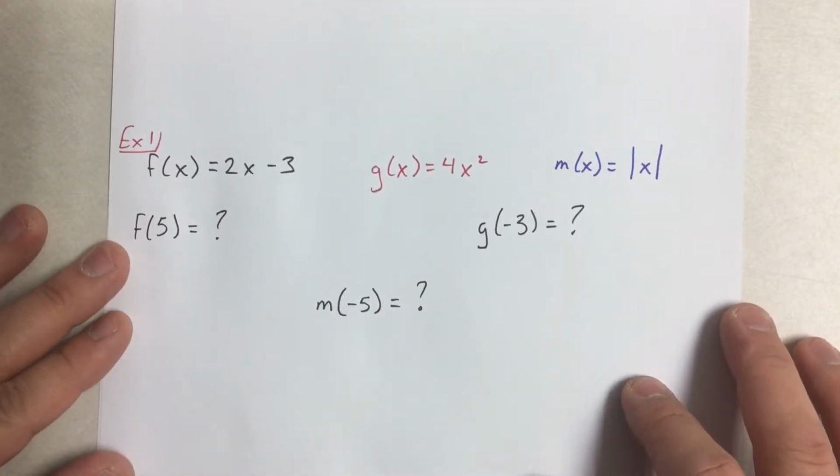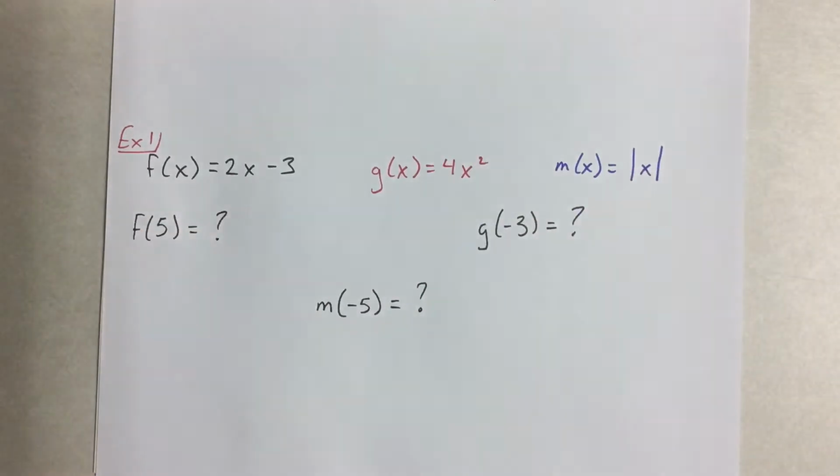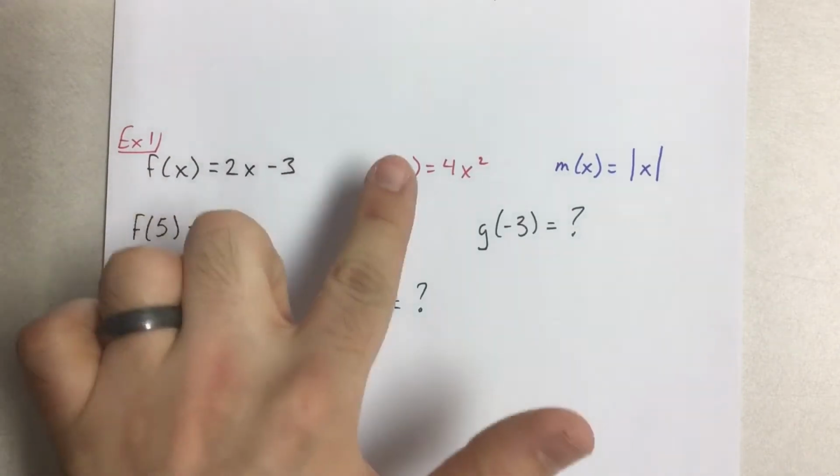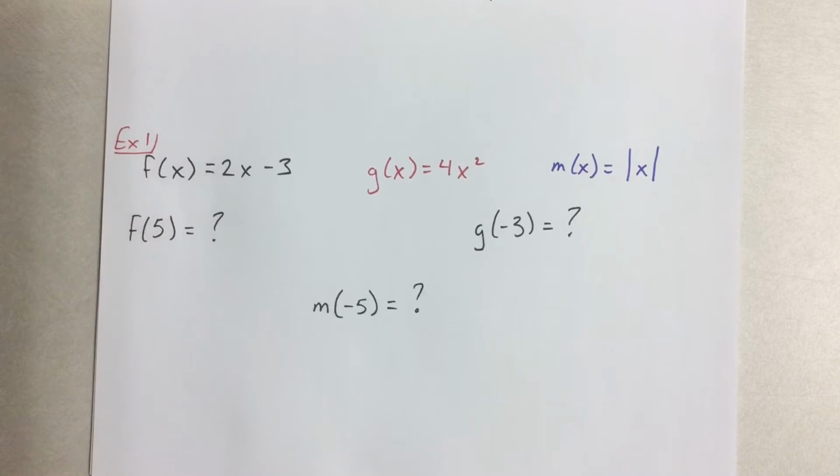I have three functions for us to focus on. So we have f of x equals 2x minus 3, and g of x equals 4x squared, and m of x equals the absolute value of x. Now, we're using three functions here, hence why we cannot just say y equals this, and y equals this. The different letters allow us to focus. When I say f of x, I'm focusing on this one. When I say m of x, I'm focusing on this one.